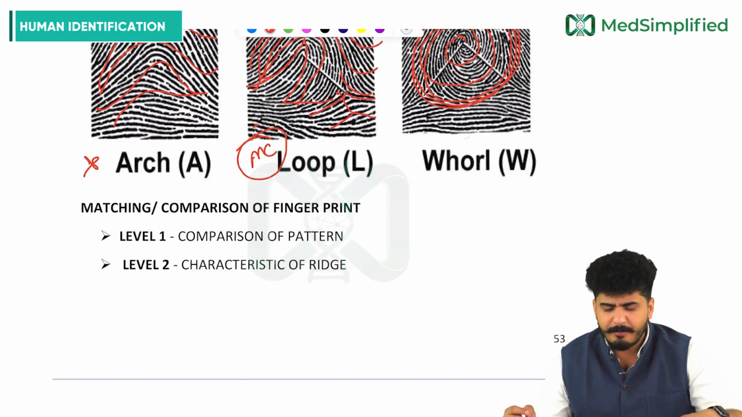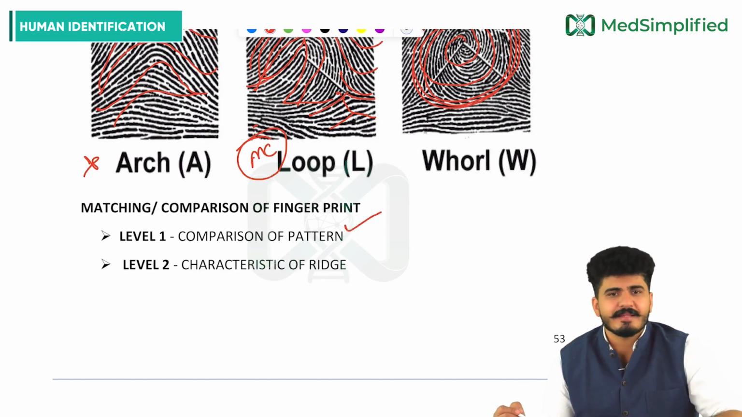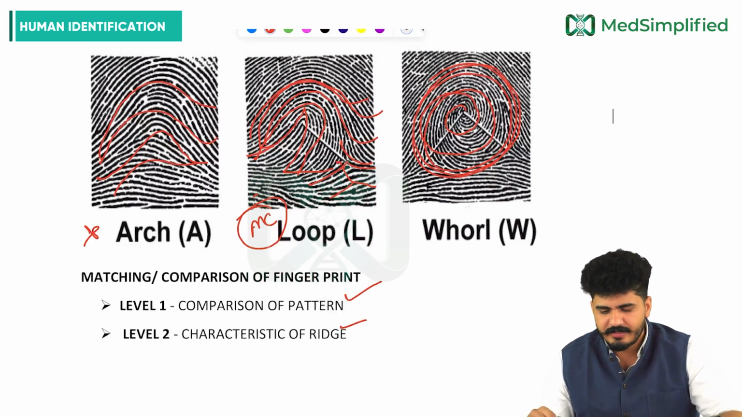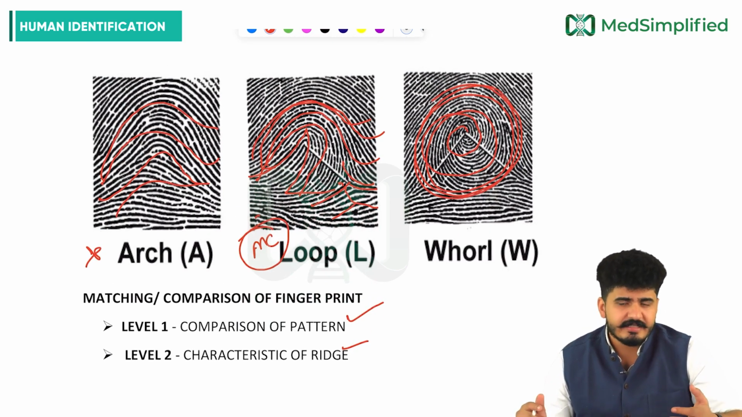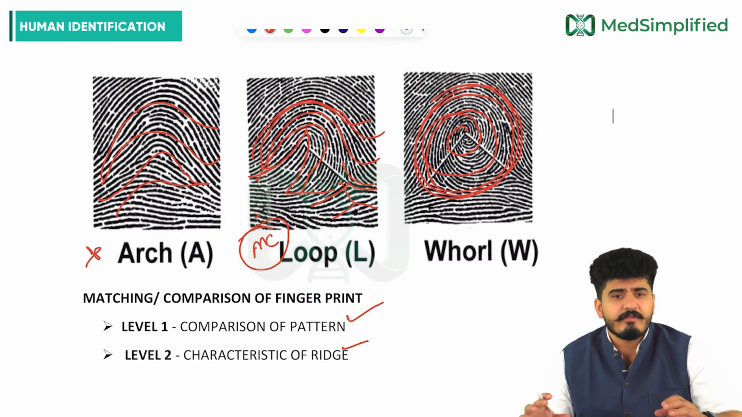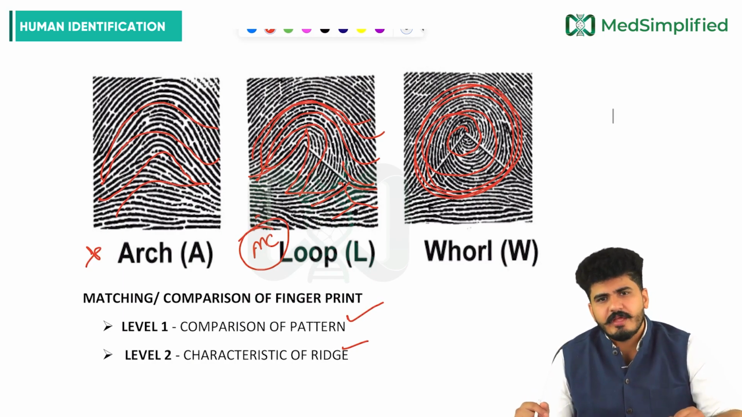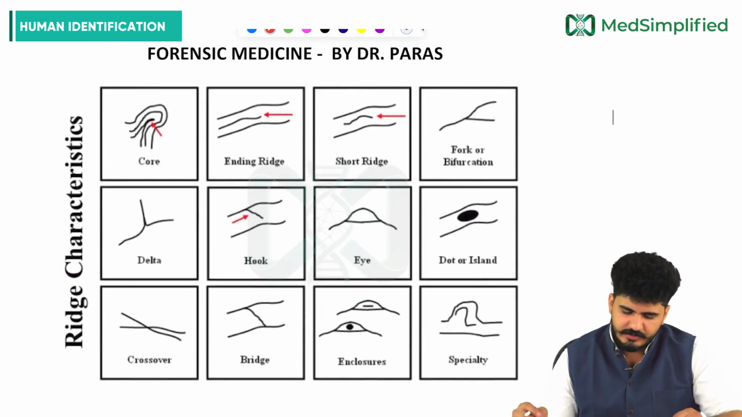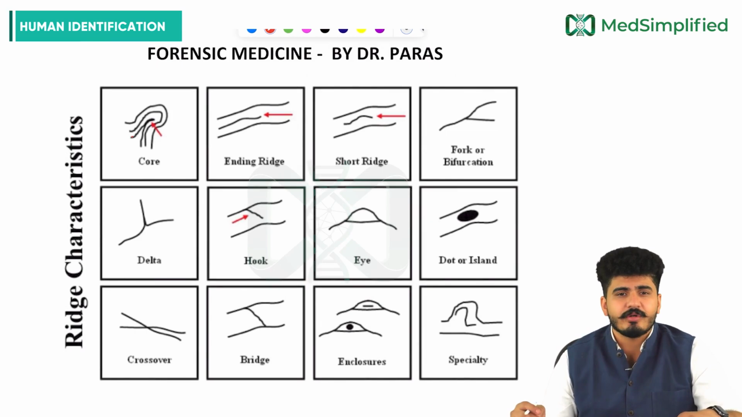Now, matching and comparison of fingerprint, if we talk about the first level. Level 1 is comparison of the pattern. We'll compare the pattern like we did just now. Then second is characteristics of the ridge. Level 2 is all about the characteristics of the ridge, my dear friends. Let's see what type of ridge we have. So different characteristics of the ridge we are going to read now.